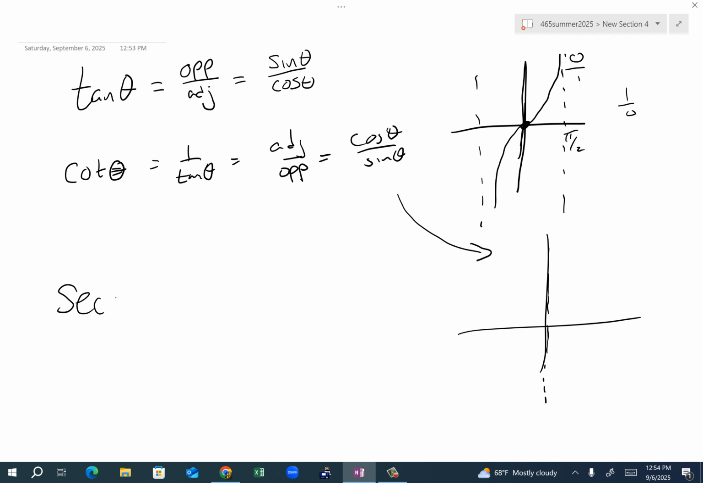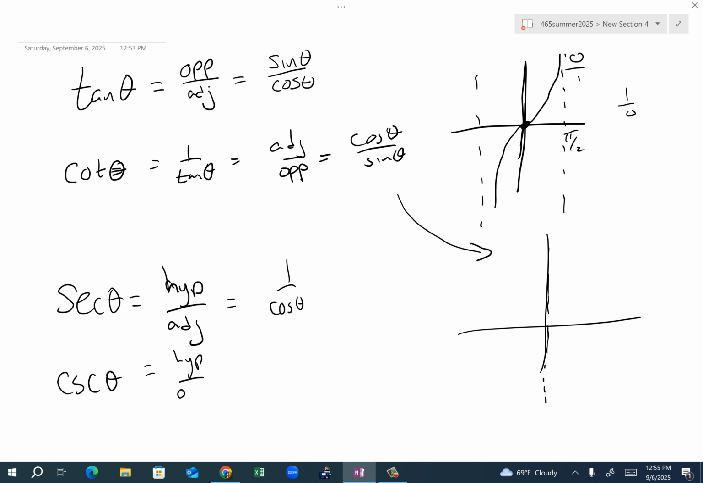Secant, Mr. Grimm always had a hard time with this one. This one is hypotenuse over adjacent, but it's 1 over cosine. When I was a kid, I had a hard time with that. Then I just remembered it's backwards, and just go with it. Cosecant, it's hypotenuse over opposite. It's 1 over sine. That's it. So it's kind of nice, kind of fun to have it out like that. Cool. And so that's that.